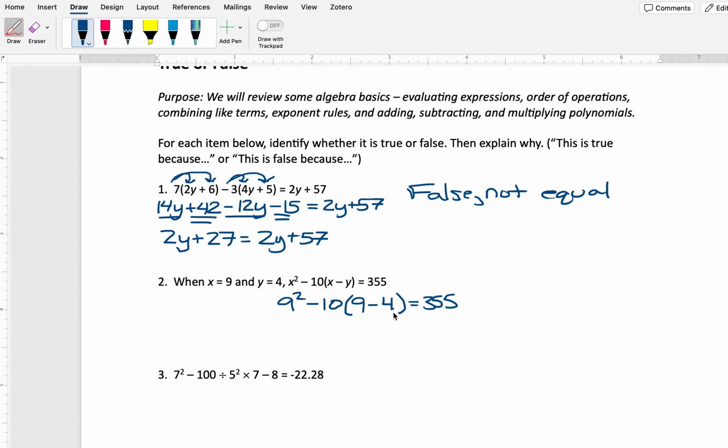So what do I do here? Well, I need to do what's in the parentheses first. So that's going to be 9 squared minus 10 times 5. 9 minus 4 is 5. Remember, order of operations, parentheses is going to come first, and then exponents. So when I square the 9 here, I get 81. 81 minus 10 times 5.